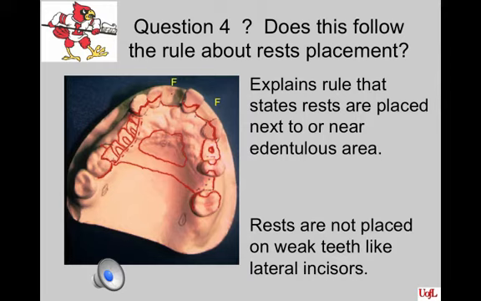Question 4. Does this follow the rule about rest placement? Yes or no? Well, it does. We do not place rests on weak lateral incisors on the maxillary arch. On the mandibular, we don't place them on centrals or laterals. On this maxillary, we could have placed one on the central incisor, if the occlusion is not a factor or not a problem.